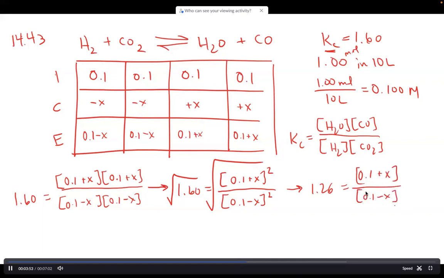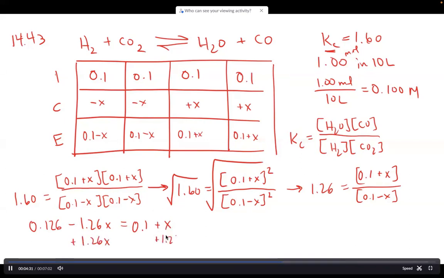Now to solve for X, since I'm dividing by 0.1 minus X, I'm going to multiply across both sides by 0.1 minus X. That gives me 0.126 minus 1.26X, which equals 0.1 plus X. From here, it's still just algebra. We want to get the X terms together and the numbers together. So we're going to add the 1.26X to the X over here.